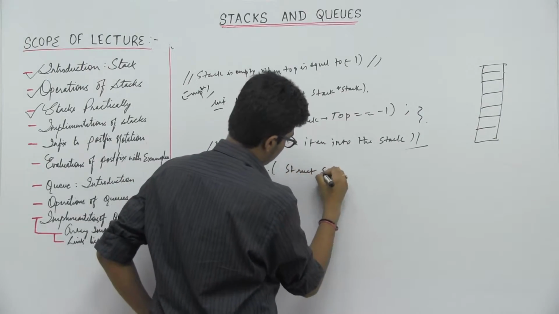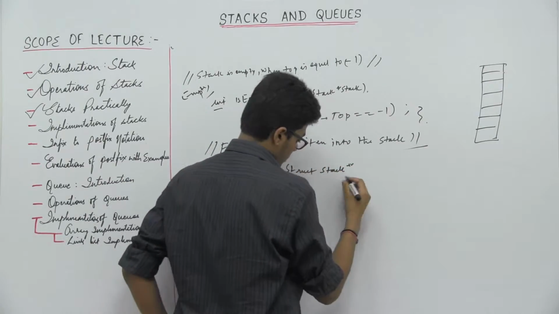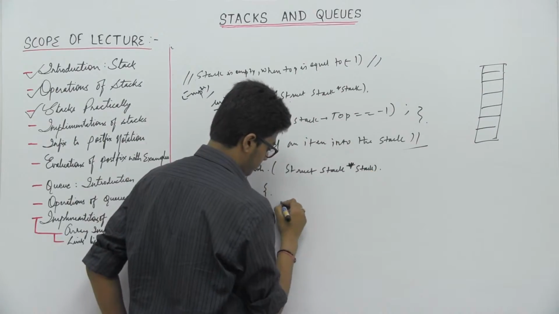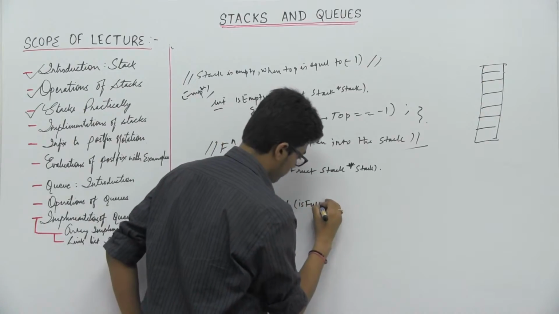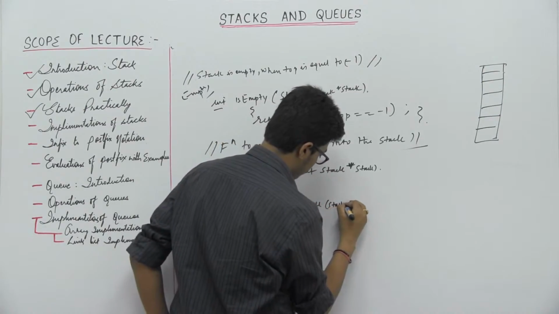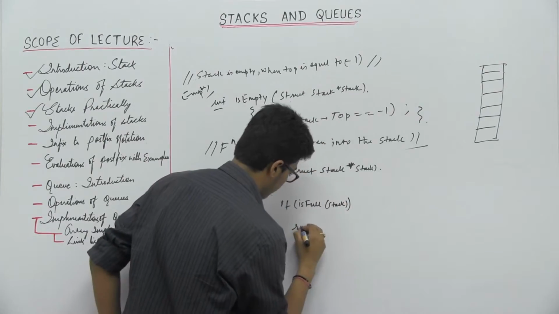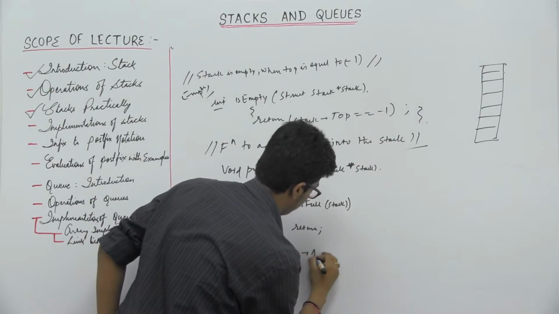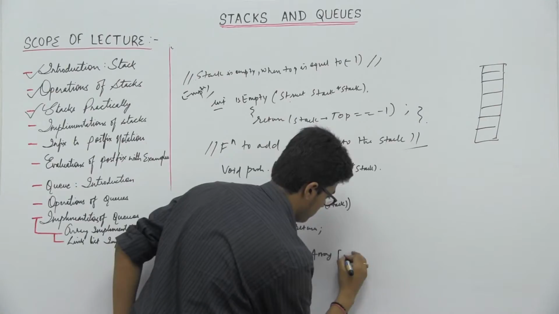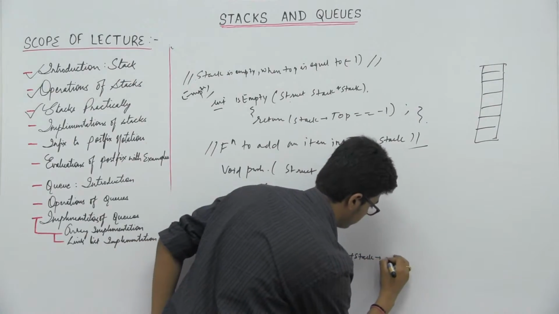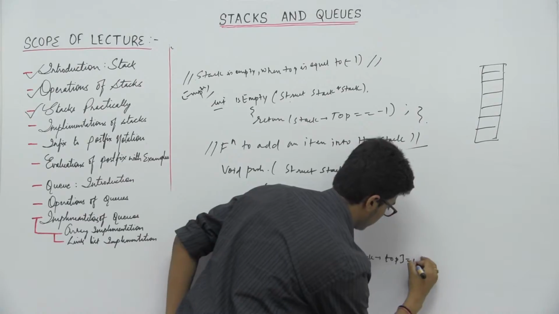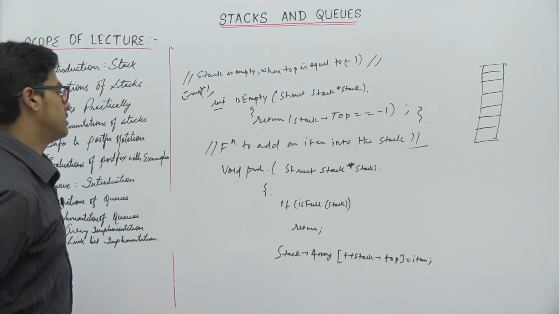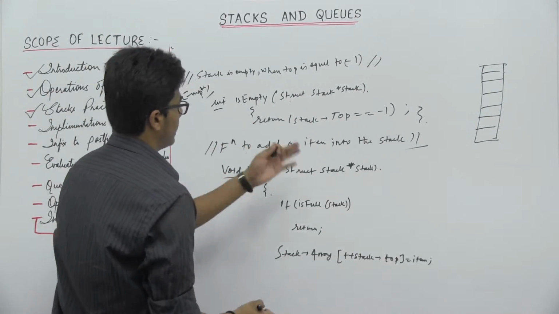So we write void push, struct stack, if isFull stack, return, else stack array plus stack top is equal to item. This is the void push function, which is used to add an element in the stack.